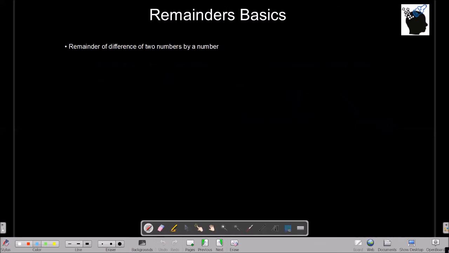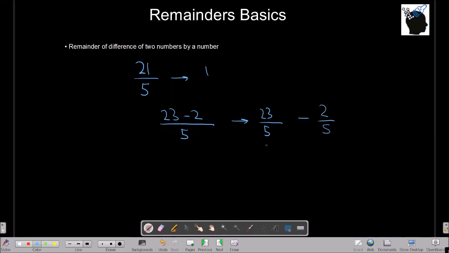Now let's see what happens when you try to find remainder of difference of two numbers by a number. So let's take the same example. So let's take 21 by 5. We know the remainder is 1. Now what happens if I replace 21 by, let's say, 23 minus 2 and try to divide that by 5. Again, we can break them into two different numbers. So 23 by 5 minus 2 by 5. 23 by 5 I know will give me 3 remainder and 2 by 5 will give me 2 remainder. So my final remainder will be 1.